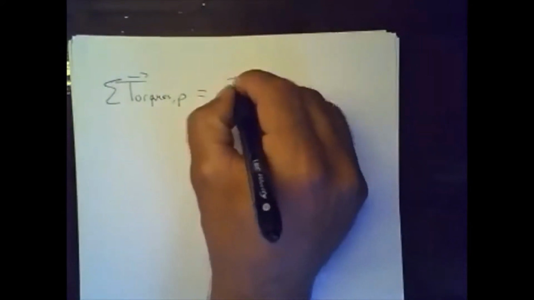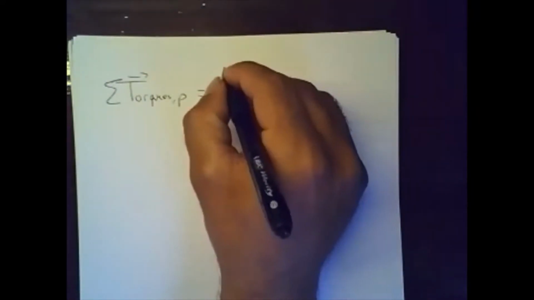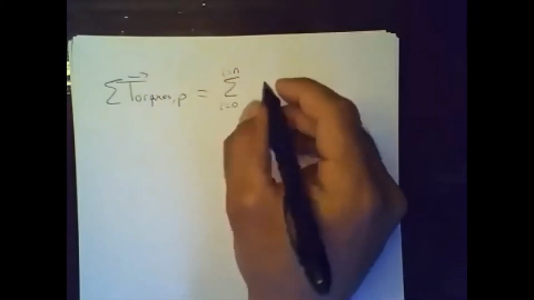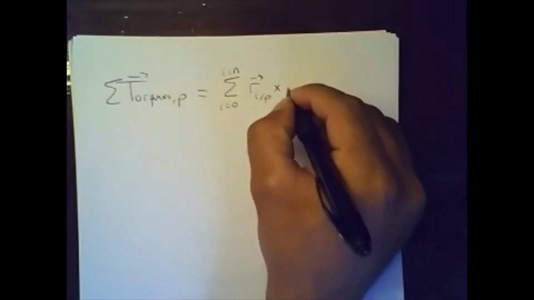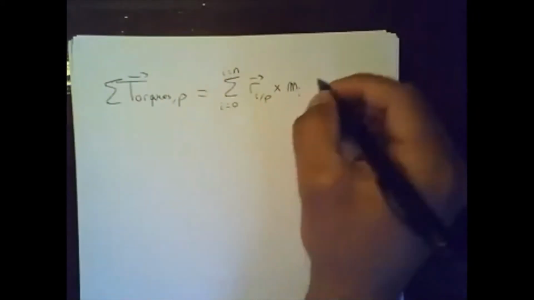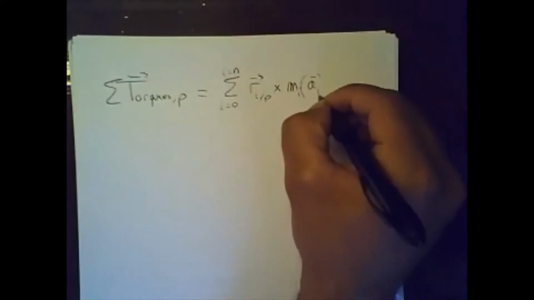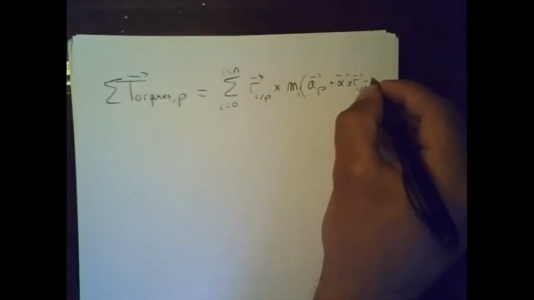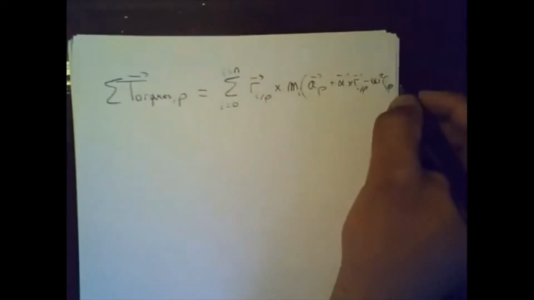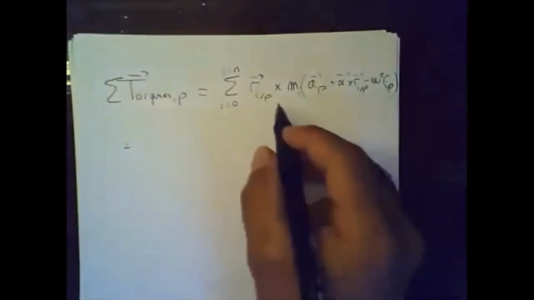Okay, so I have my torques about point P, right? The sum of the torques, which is obviously a vector, is going to be equal to the sum of these tiny torques of the individual particles that make up the rigid body: R_i with respect to P cross m_i, and I'm going to rewrite a_i as a_P plus alpha cross R_iP minus omega squared R_i with respect to P, right? And can someone tell me what is that?